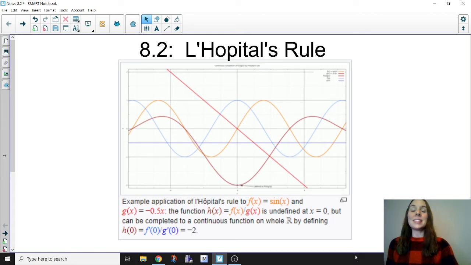In this section, we are going to look at one of the most revered things that students learn in a Calculus 1 class, and that is L'Hopital's Rule. L'Hopital's Rule is a new and different way to evaluate limits. And I don't want to give too much away, but I'll tell you, it combines evaluating limits with derivatives. So really exciting stuff, right?